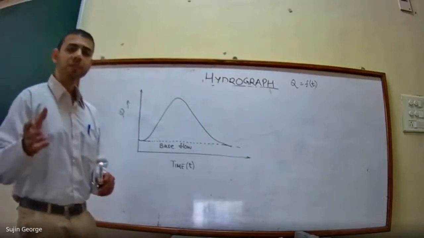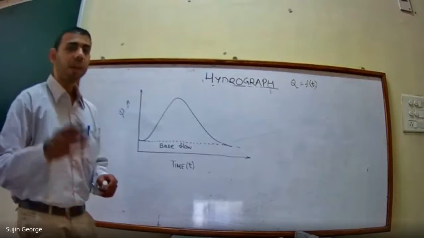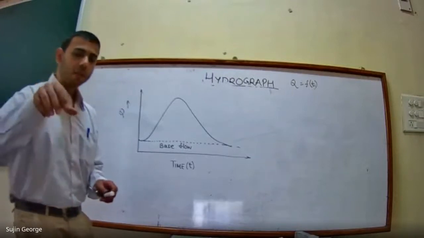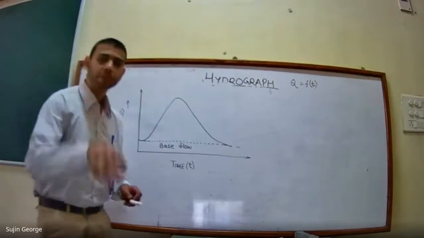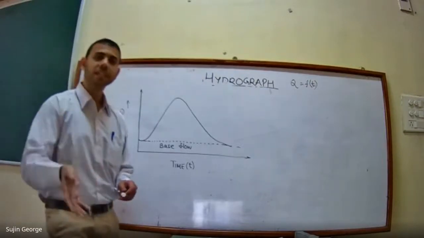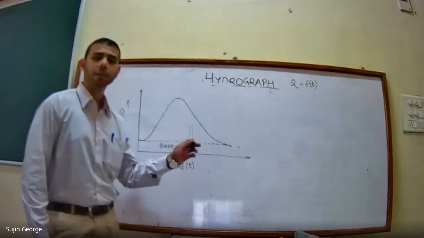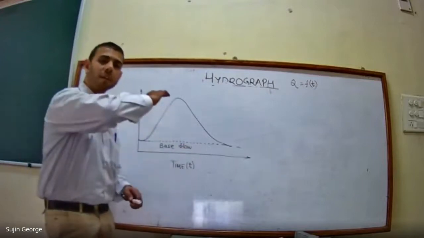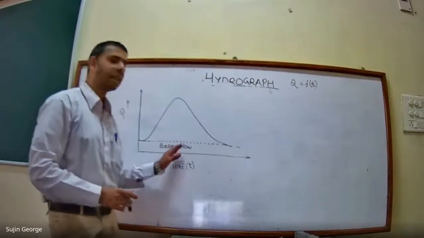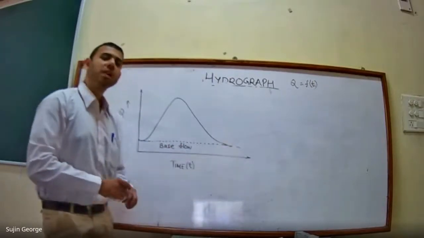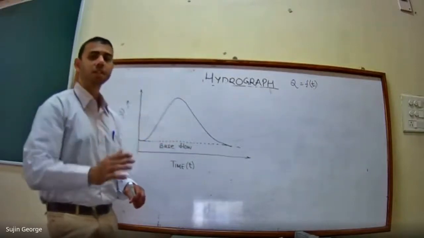Now, when precipitation happens, infiltration and initial losses will also occur. When infiltration happens, the precipitated water will seep into the ground, and it will ultimately reach the groundwater table. And this groundwater flow is called the base flow. This will ultimately reach the stream.